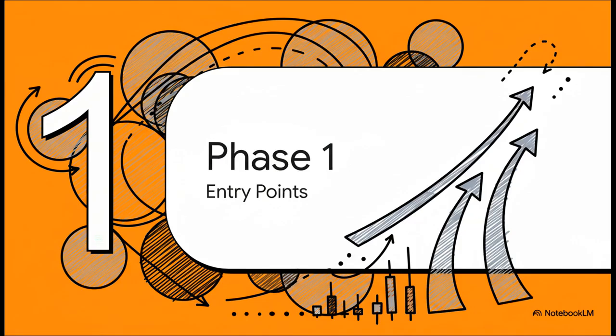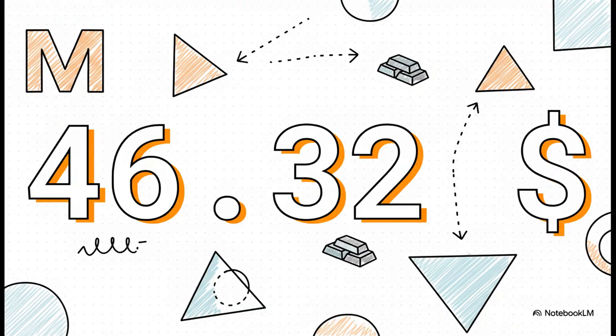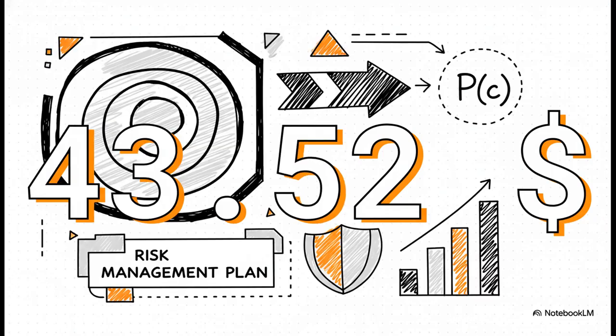And in this case, there are two key levels we need to look at. First up, you've got the primary entry point. It's labeled M, right there on the chart, and it's defined at a price of $46.32. Then there's a secondary optional entry point. This one is labeled PC, and it sits at $43.52. Now, this isn't just some backup plan. It's actually a built-in part of the cycle's risk management strategy. And we'll see how that plays out in the potential returns in just a moment.